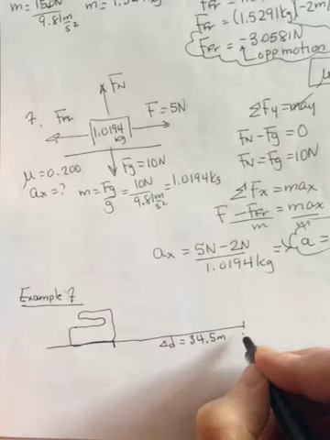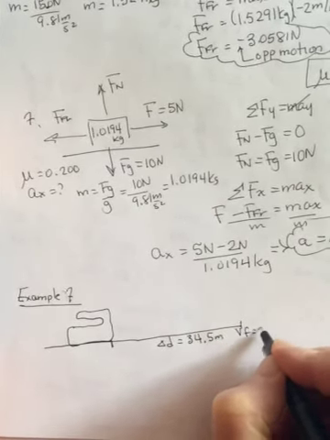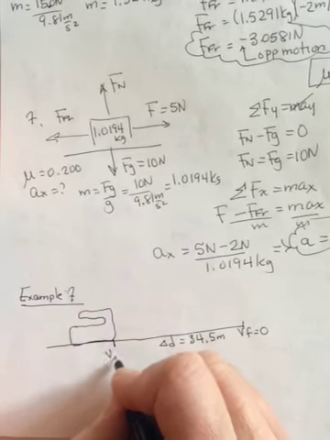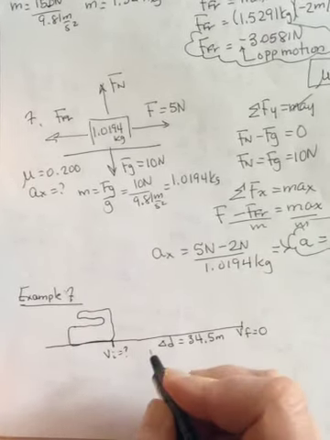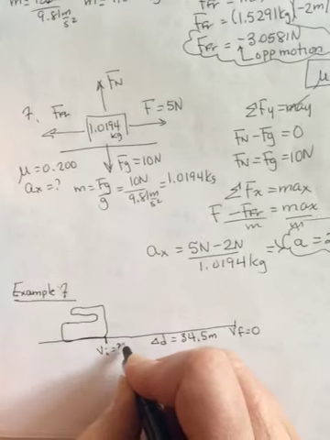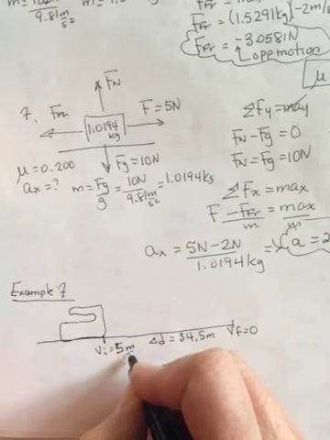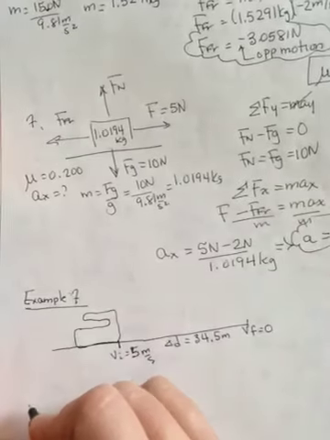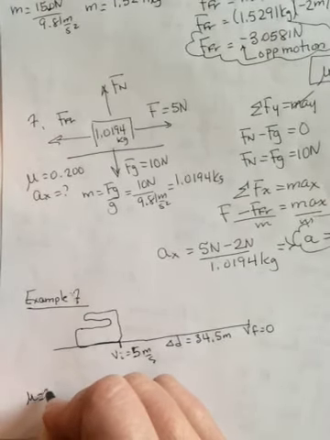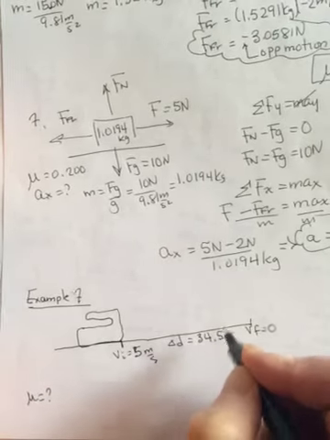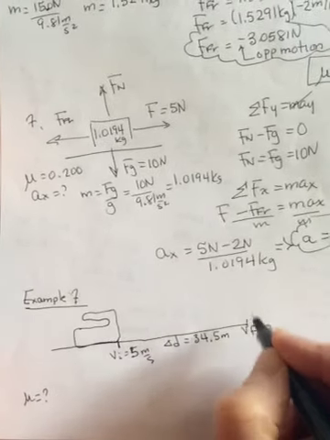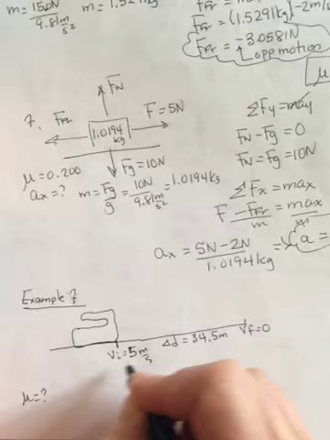Okay, and it stops on the button. So the VF is 0. We don't know what the VI is. What is, oh, actually we do. It's released with the speed of 5 meters per second. And the question wants to know, what is the coefficient of kinetic friction if it stops right on the button.